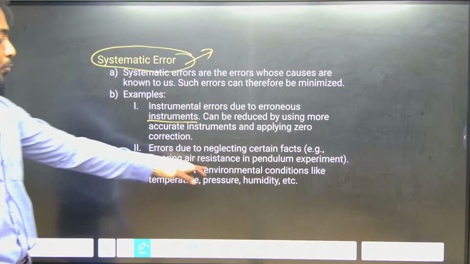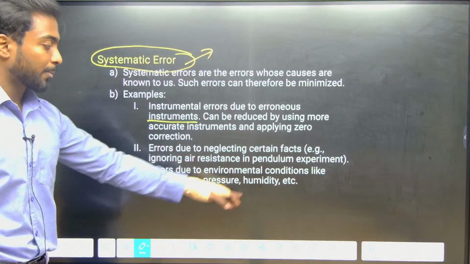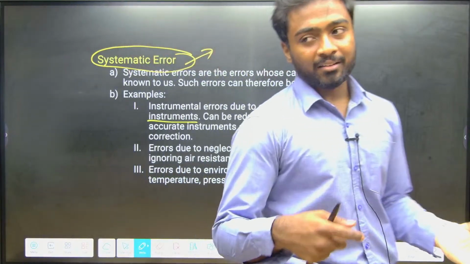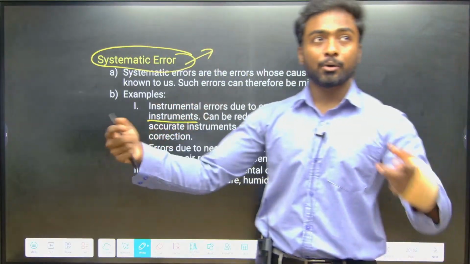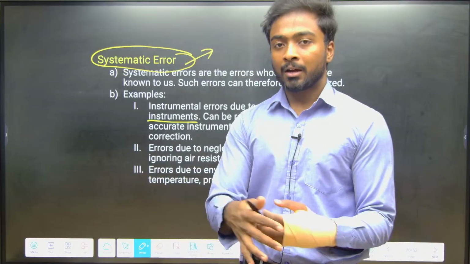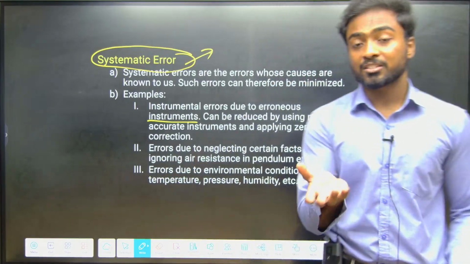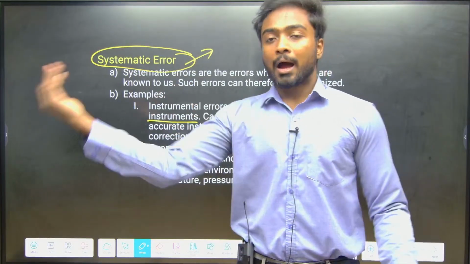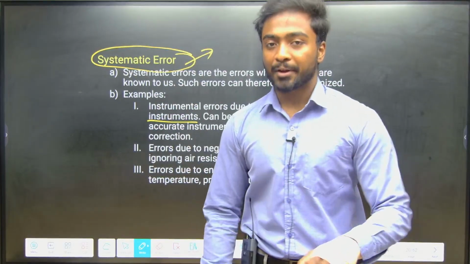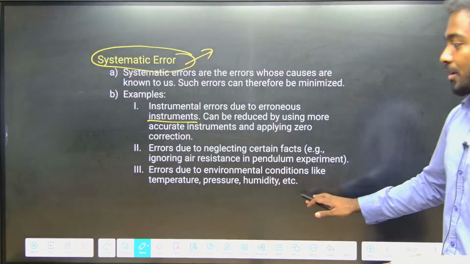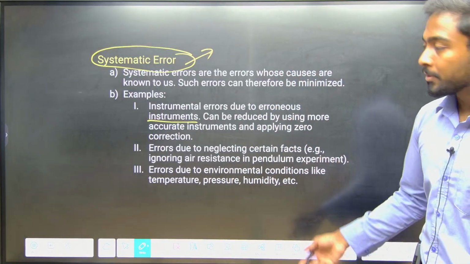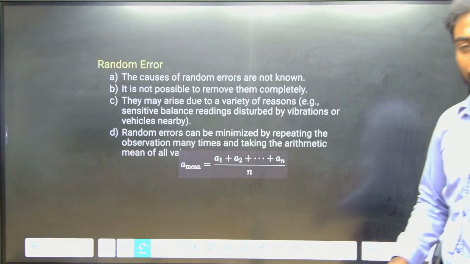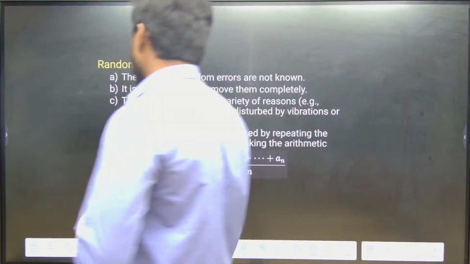And errors due to environmental conditions like temperature, pressure, humidity. Due to the outside temperature, your room temperature can change, and the system can show a high or low temperature based on the surrounding temperatures, right? So based on that also we can get errors. How to reduce those errors? That one we'll see. Now random errors.